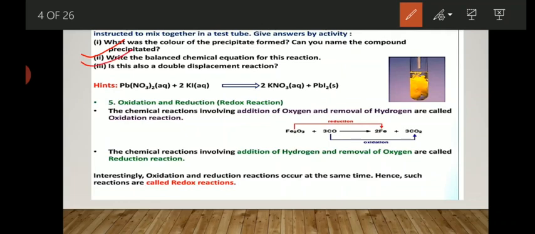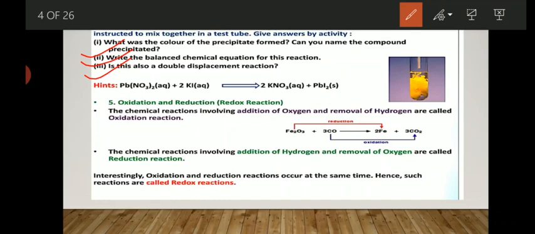After that, write down the balanced chemical equation for this reaction: how lead nitrate reacts and what product is formed, which you have to show in the form of a chemical reaction. The third thing is, is this also a double displacement reaction? You have to prove whether this is a double displacement reaction or not. So let's see how you will do.